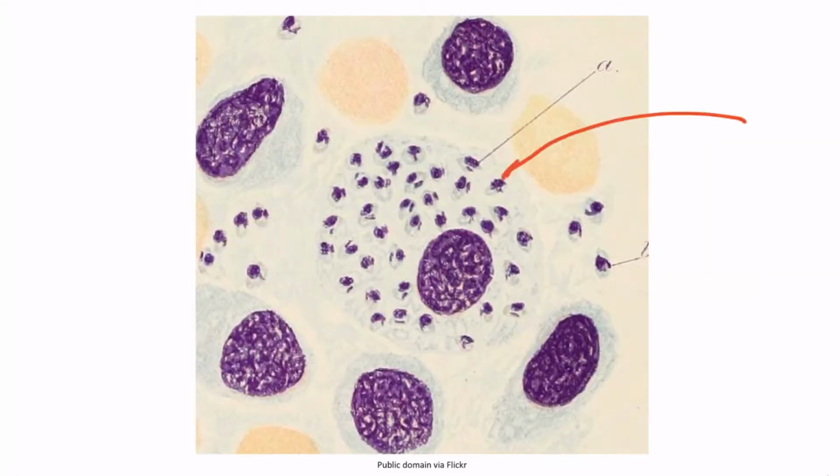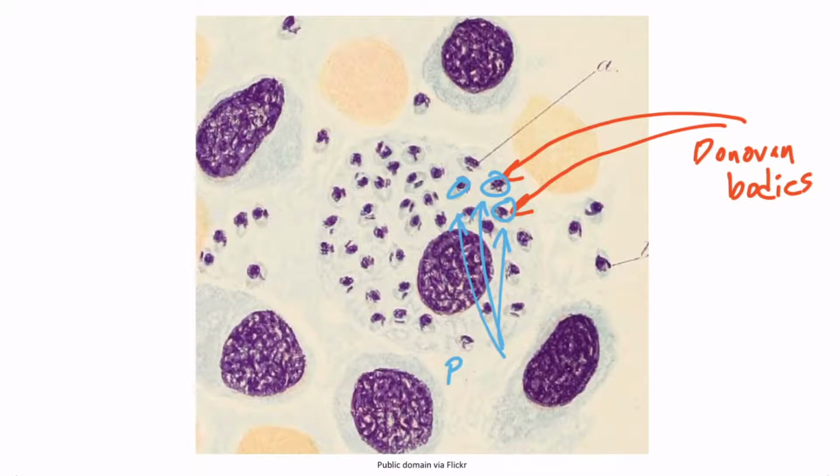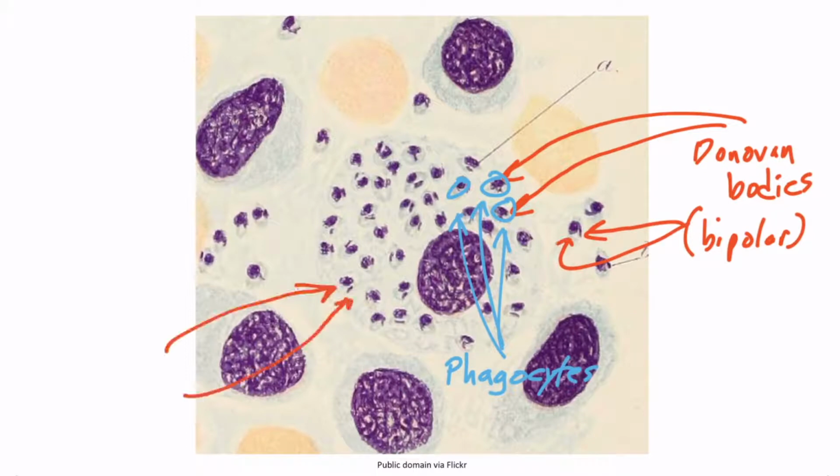This is a biopsy from an ulcer showing those Donovan bodies. And these are located within phagocytes. And they are described as bipolar. As you can see, there's two bodies, separate from one another. And that's fairly consistent with all these Donovan bodies. These are often described as appearing like a safety pin.